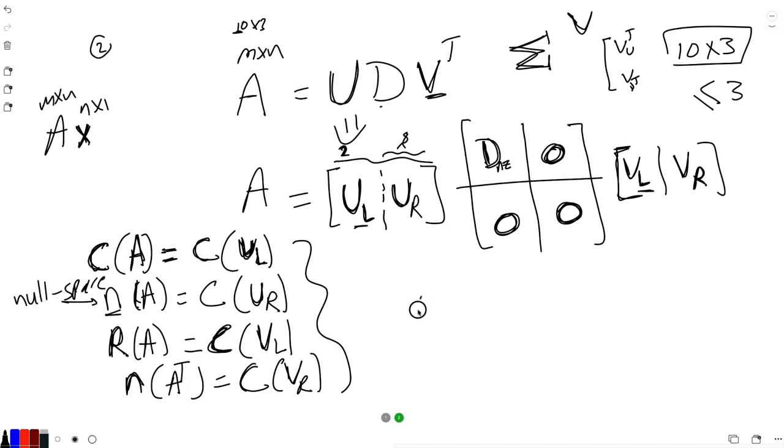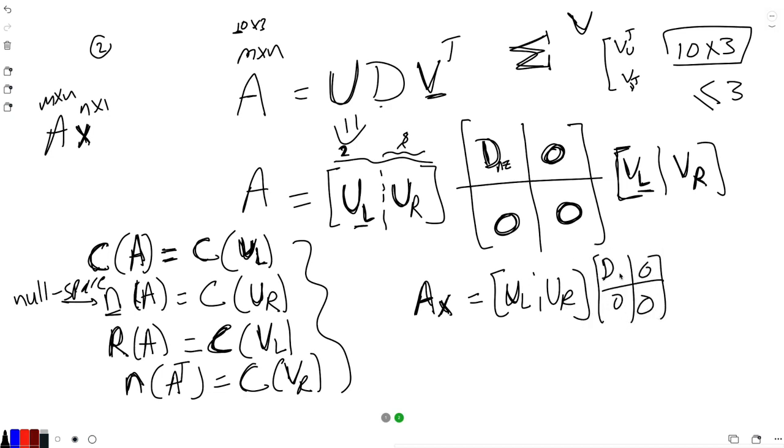We can see here, actually, if we multiply A times X, it is equivalent to the multiplication of UL and UR, and here we have zeros except this D non-zero, times VL, and we have here VR times X. Now if you look at this one, all of these will be zeros, and zeros times VR will be zeros, and we have only the non-zero D times VL times x. This will be the only non-zero part here, but still we can represent it, because this will be just a vector, and we can call this vector, for example, y.